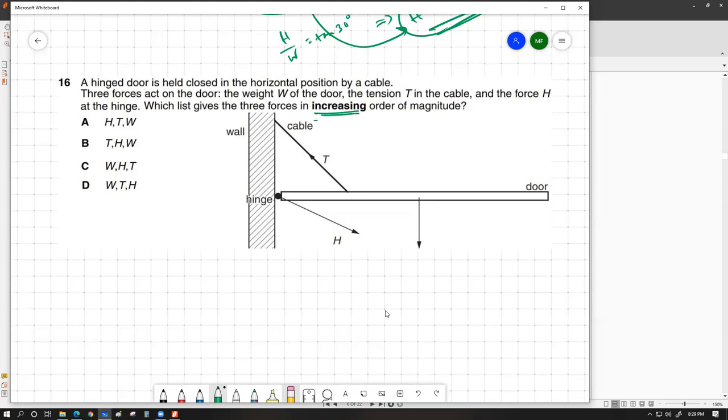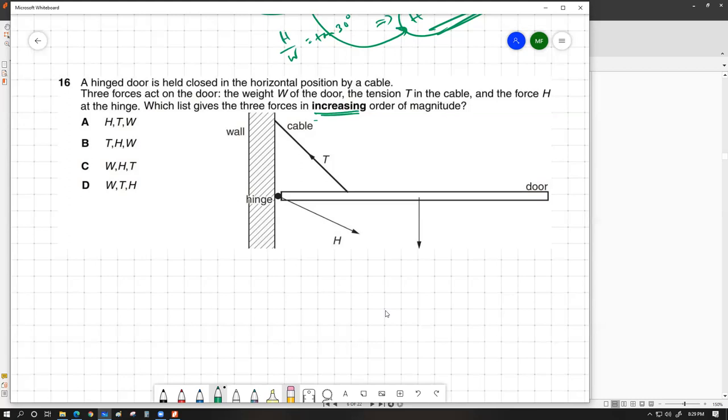The question says that a hinge door is held closed in the horizontal position by a cable. So this is sort of like one of the doors in your canteen that you have to lift up and then enter the shop or some place, and then the door automatically goes down and is supported by this thing, or in some merry-go-ride, this kind of situation.